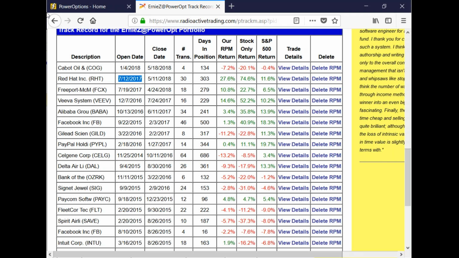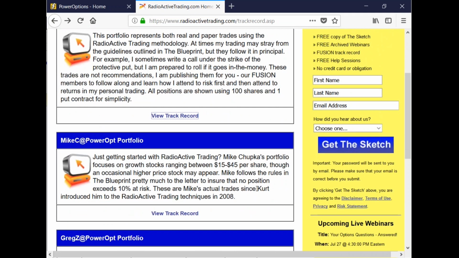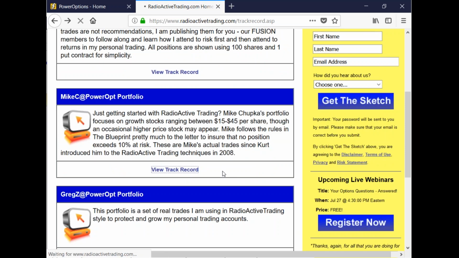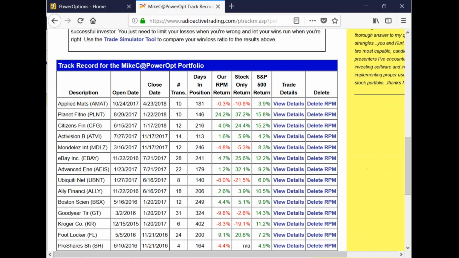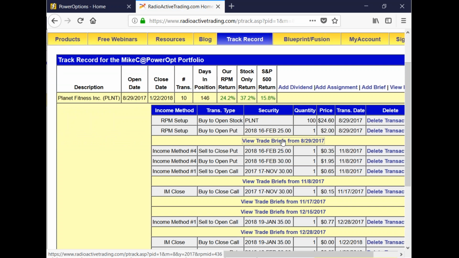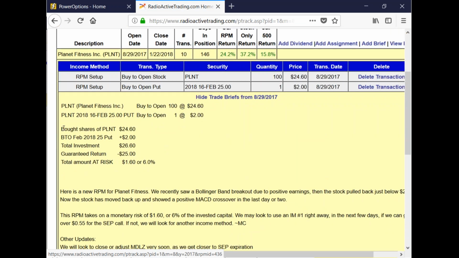Now, there's 2 things I want to mention about these. Although these are our real trades, Barry, several of these positions at any time are not going to be simply 100 shares and 1 put. We do post that to keep the math simple, but following the rules of radioactive trading. So if I look at any position here, we'll take Planet Fitness for example. The initial trade was posted as just shares of Planet Fitness based on 100 shares and 1 put with a risk of 160 or 6%.